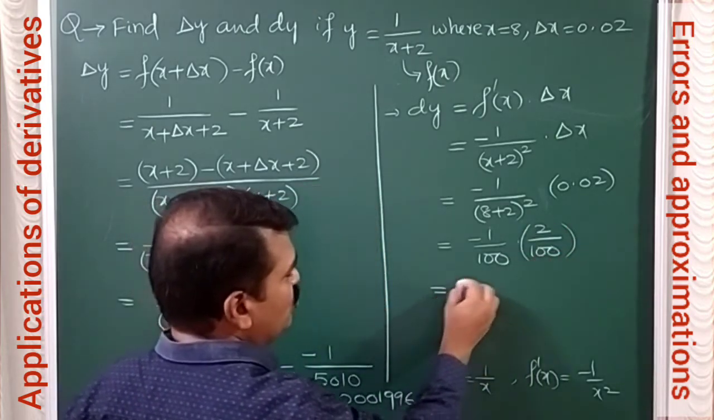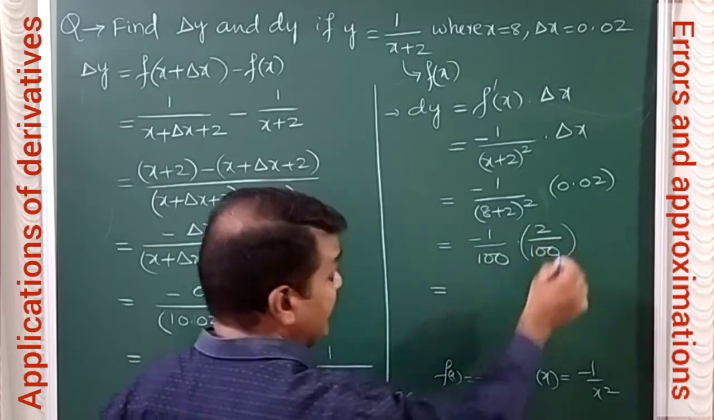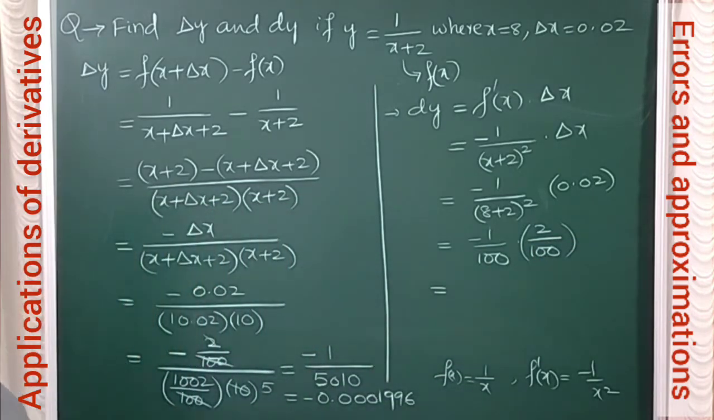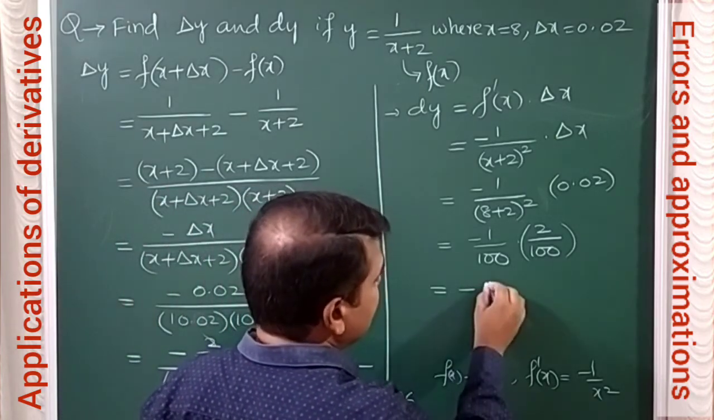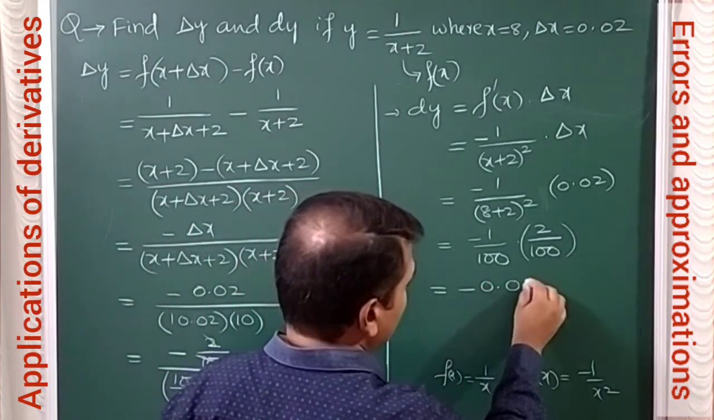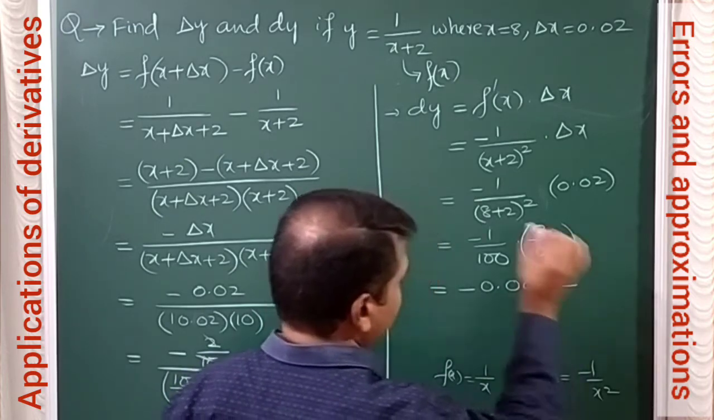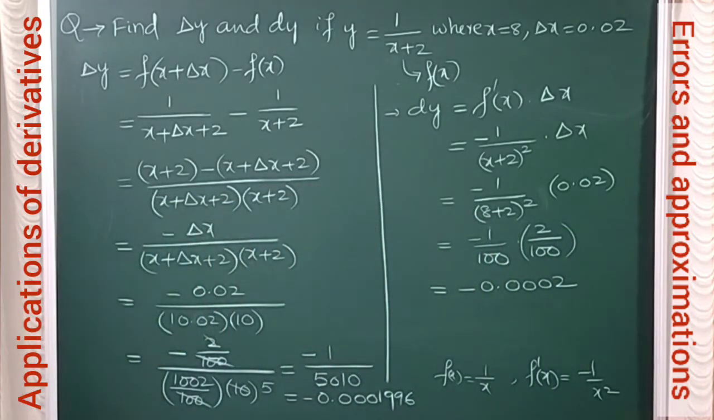So this comes out to be minus 2 by 10,000. Minus 2 by 10,000 means what? Minus 0.0002. Okay, so minus 0.0002. This is the value of dy.